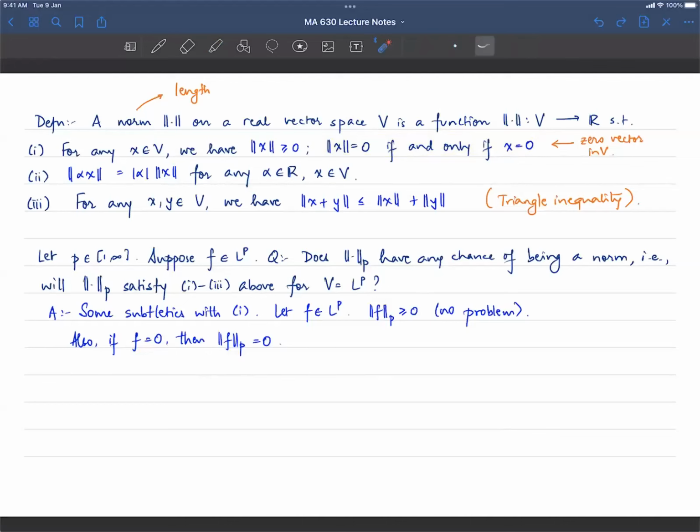In other words, the 0 vector, yes, Ayush. Oh, no, sir, sorry, I wasn't asking.